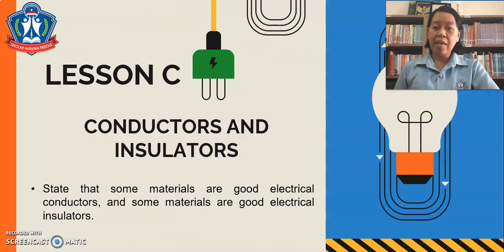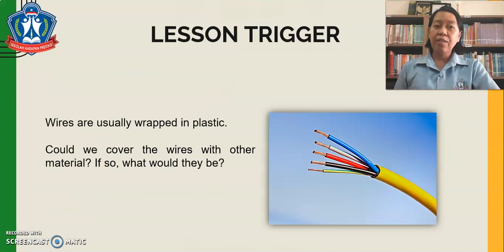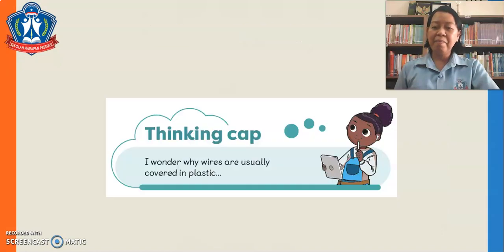And for Lesson C, conductors and insulators. We will state that some materials are good electrical conductors and some materials are good electrical insulators. For our lesson 2 question, wires are usually wrapped in plastic. Could we cover the wires with other material? What do you think, children? If so, what would they be?